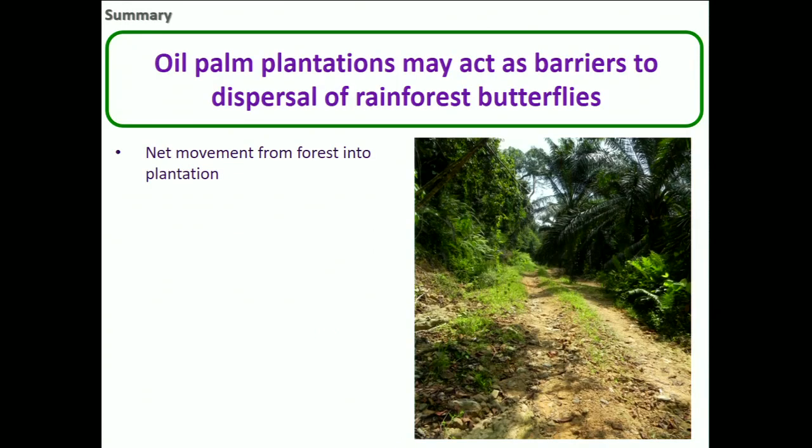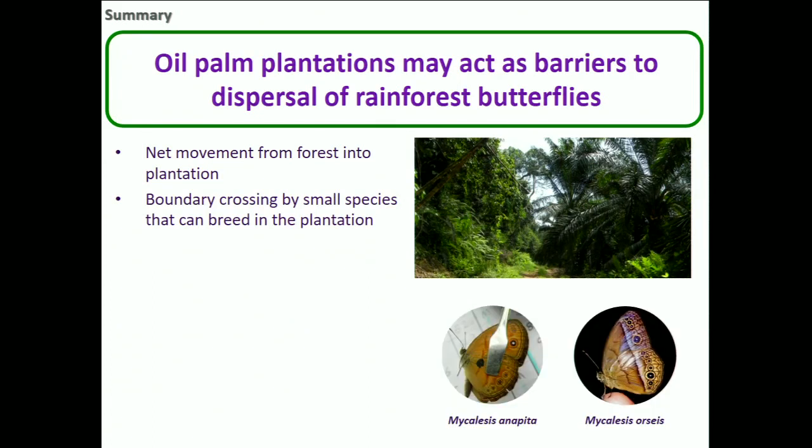So just in summary then, my results suggest that individuals are spilling over from the forest into the plantation. However, this crossing is dominated by small species that have their larval host plants present in the plantation matrix. And if you look at these guys, these are butterflies in the genera Mycalesis, and they're in the Satyrinae. And some of their larval host plants are grass, which are abundant in plantation matrices. And so, yeah, these are dominating the boundary crossing, whereas the larger forest species, potentially of conservation concern, are crossing much less frequently.